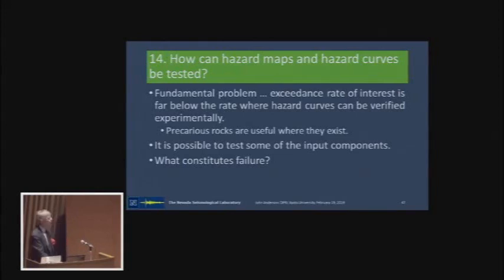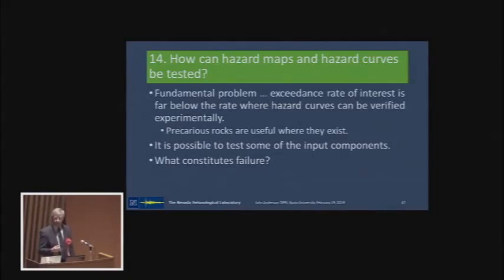The second general question that I think we need to resolve is, how can the hazard maps and the hazard curves be tested? We're dealing with uncertainties that are way down, and with ground motions that happen over thousands of years, so we can't verify them experimentally. Precarious rocks in a few places might tell us if we're doing things right or wrong, but we don't really have a good way to test them.